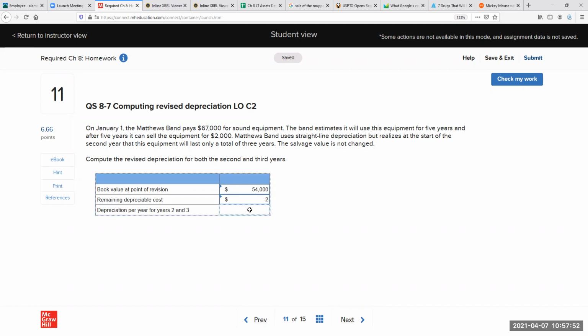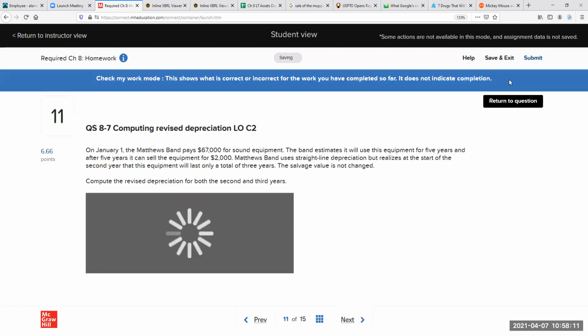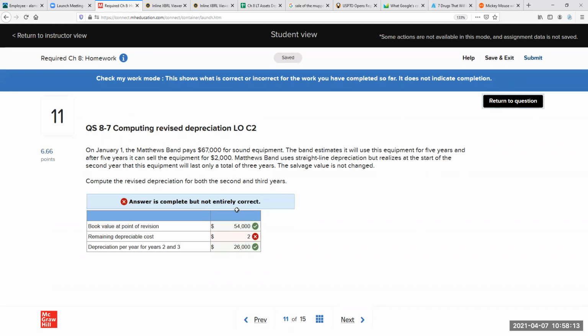So the next depreciation is 54 minus the 2, divided by 2. I'm going to say it's only 26. Let's see what they say. 26 remaining depreciable cost. Oh, I'm sorry. I thought it wanted years there.